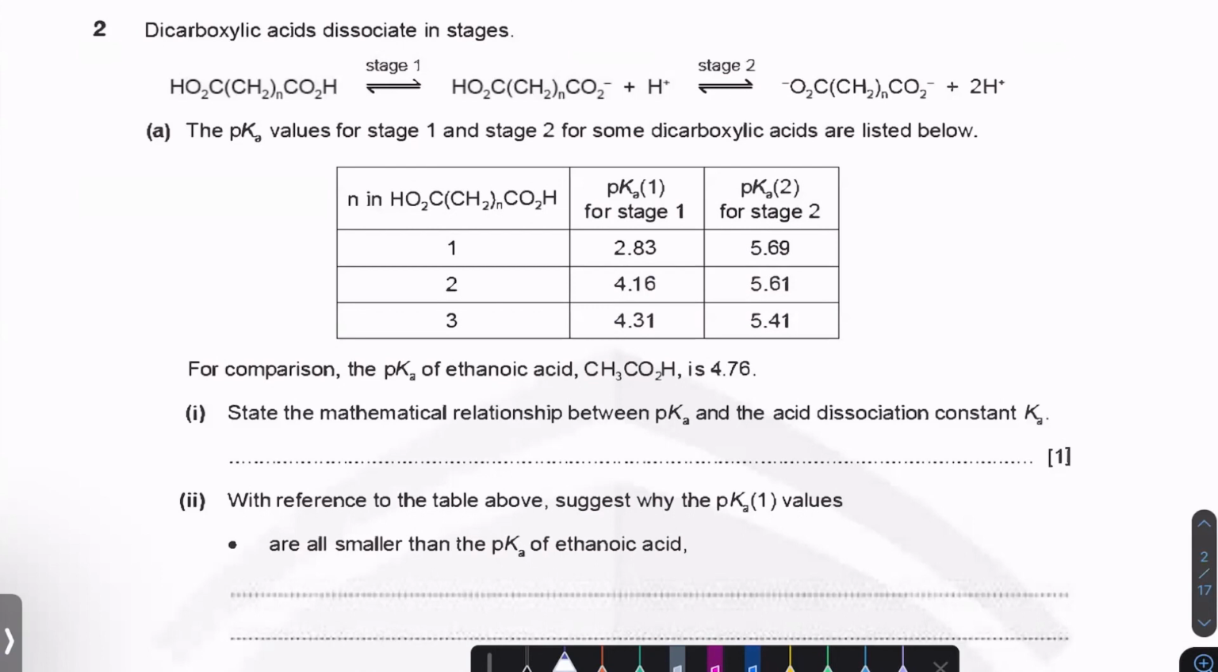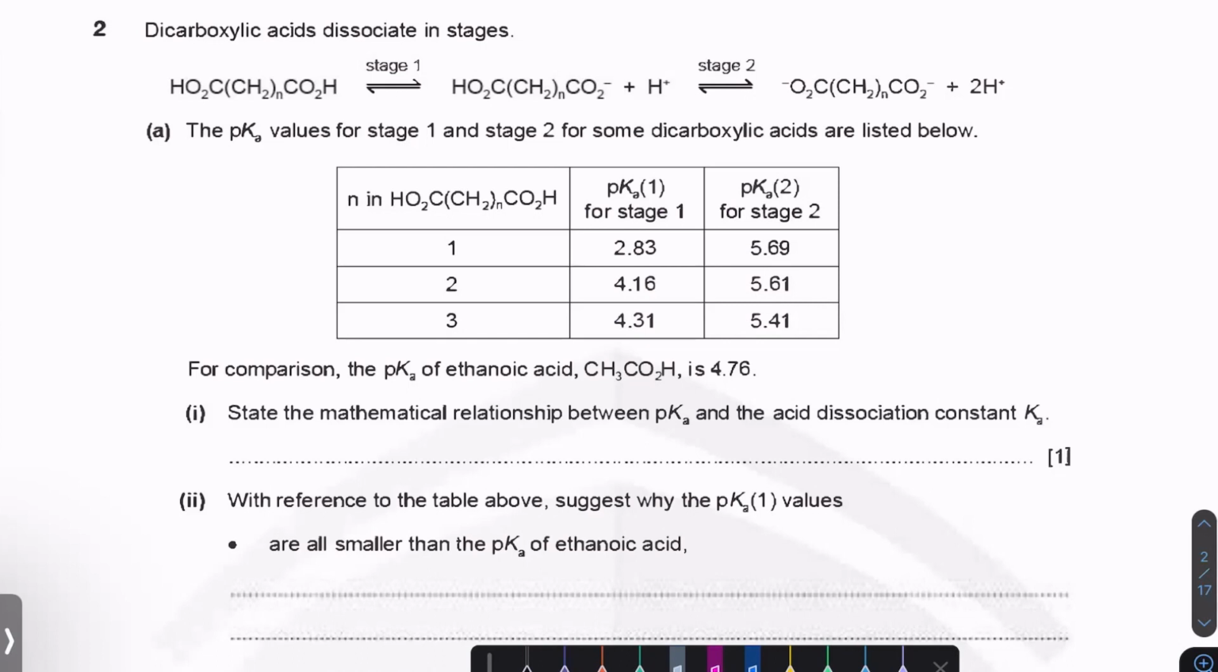So we can clearly see that for the first stage, all of them are stronger acids compared to ethanoic acid. But for the second stage, they're all weaker acids. Of course, it could have a lot to do with the availability of H positive already. If H positive ions have already gone, the equilibrium is not going to go forward with that much speed. Because of that, losing the second H positive may be a little difficult.